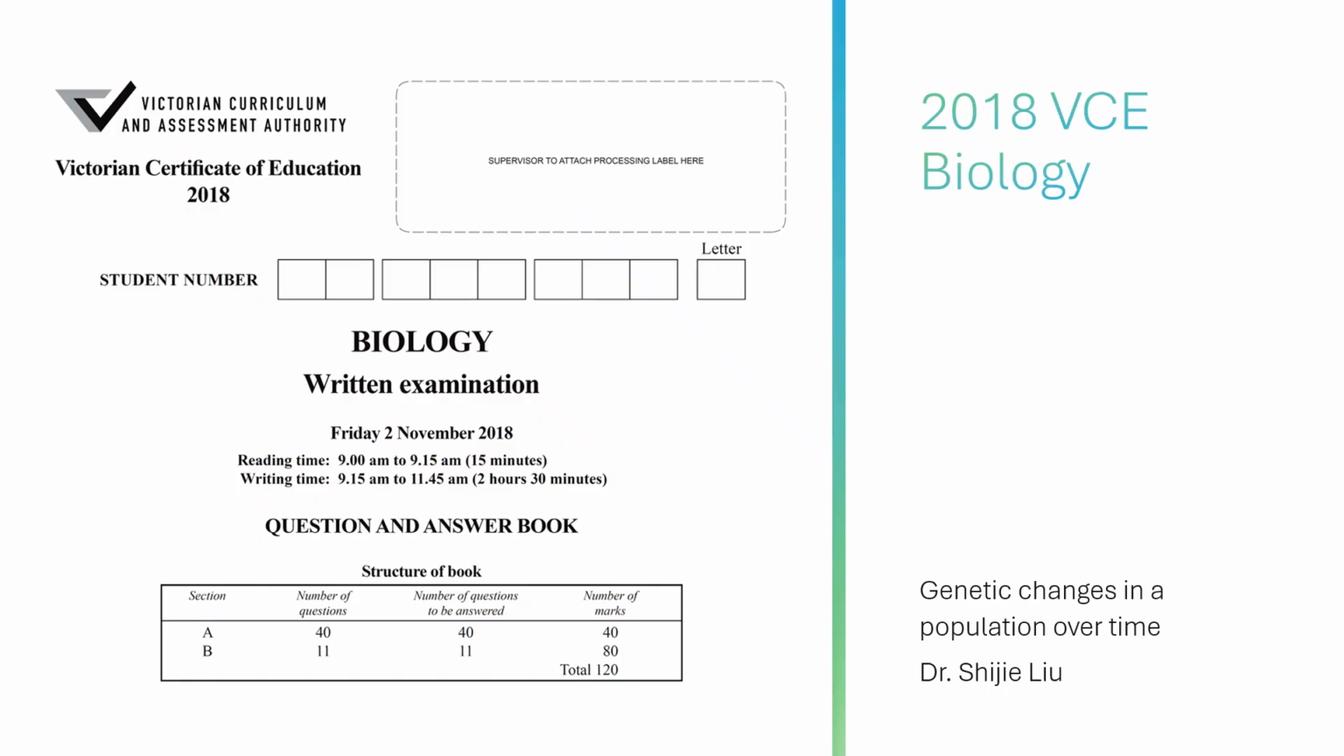Today's topic is genetic changes in a population over time, as presented in the 2018 VCE Biology exam. Let's learn together. If teachers, parents, or students notice mistakes in my explanations, please provide me with your feedback.